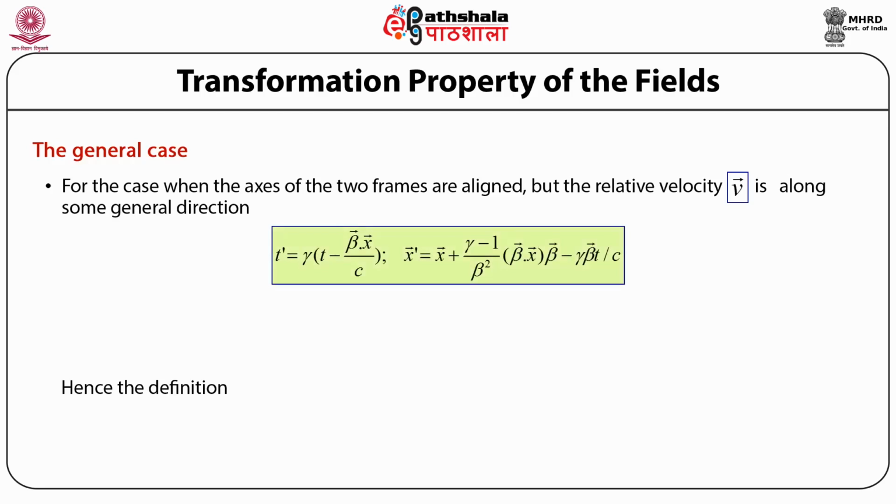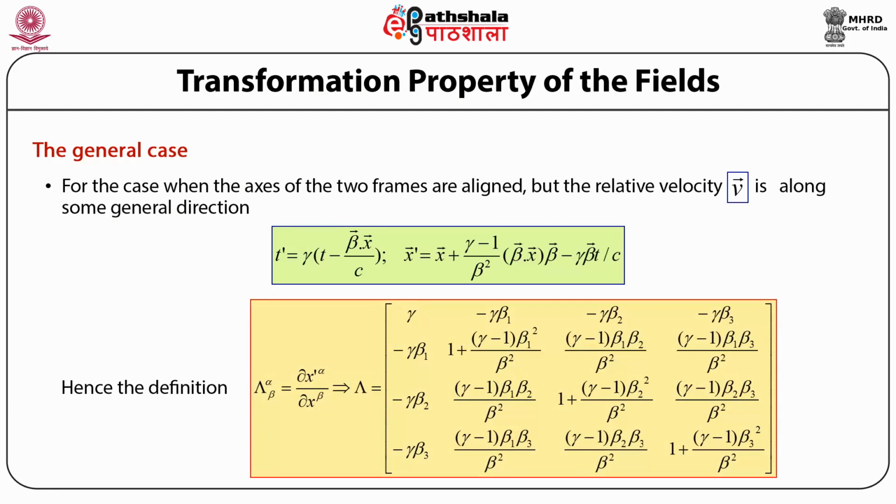So for this general case, the transformation equations of the coordinates, that is the Lorentz transformation equations, are given by t′ = γ(t − β·x/c). Vector x′ = x + [(γ − 1)/β²](β·x)β − γβt/c. And hence the definition of the Lorentz transformation matrix also changes.